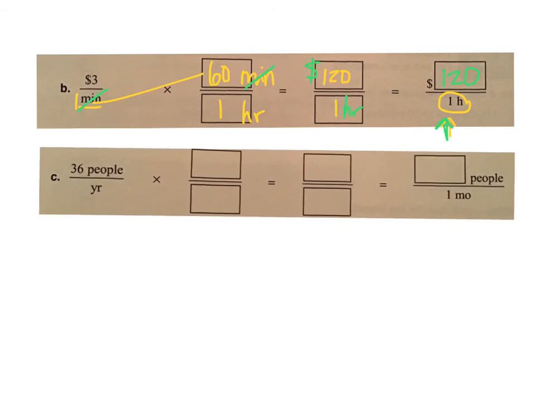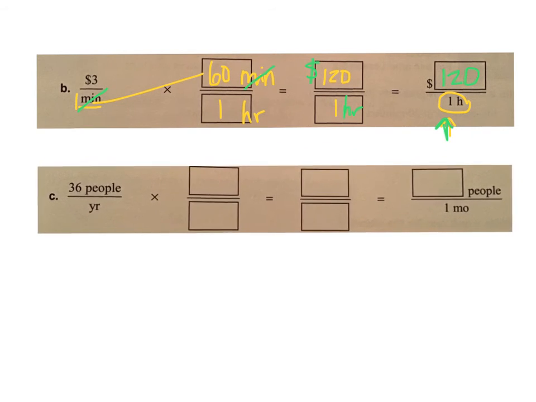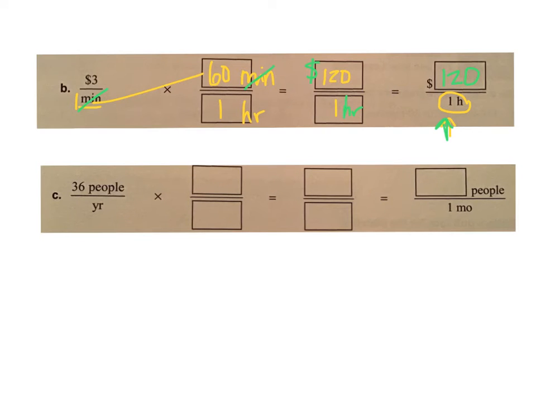All right, let's look at C here. So we have 36 people per year, and we want to change it to month. You see people stays the same, so that's not the one I'm changing. So to get rid of year, to change it to month, I'm putting year on top and months on the bottom. For 1 year, how many months are there? 12. Okay, then I can cross out my labels with year.